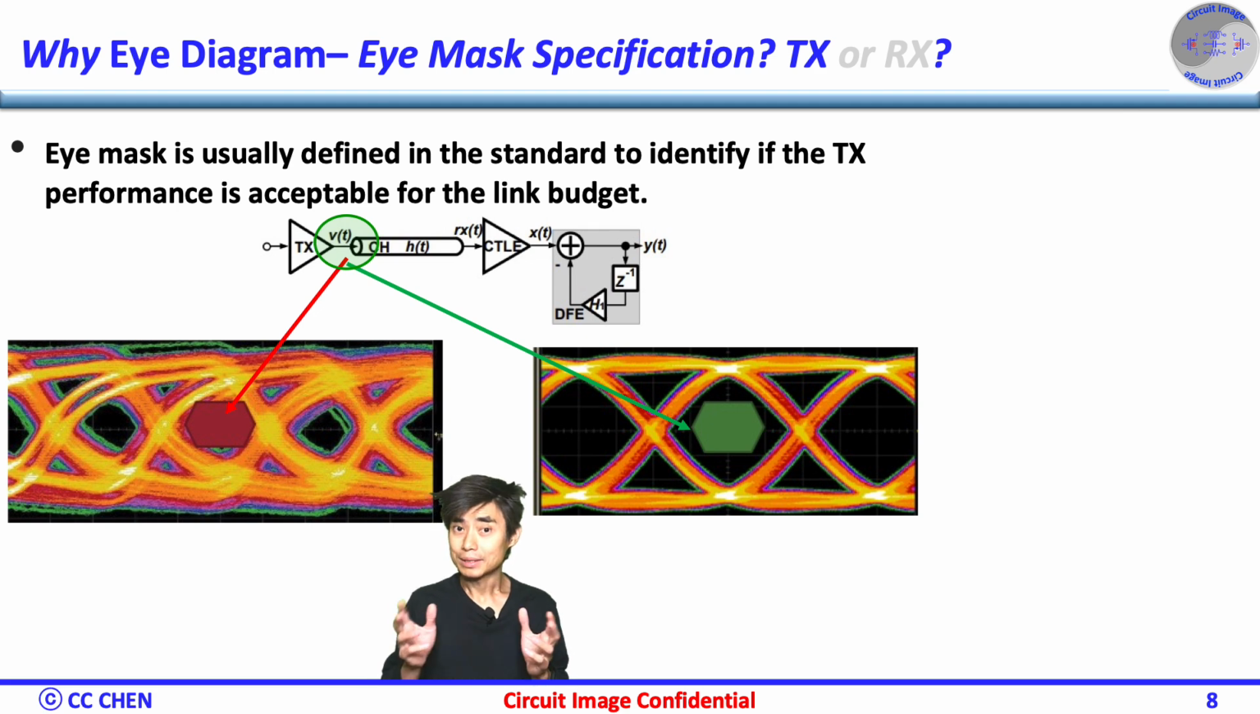Two eye diagram images are shown here for your reference. The red one obviously shows the small opening and violates the standard eye mask. On the other hand, the green one obviously shows a wide and big eye opening and meets the standard eye mask with a certain margin. So, which one could meet the bit error rate easily? Right, the green one.